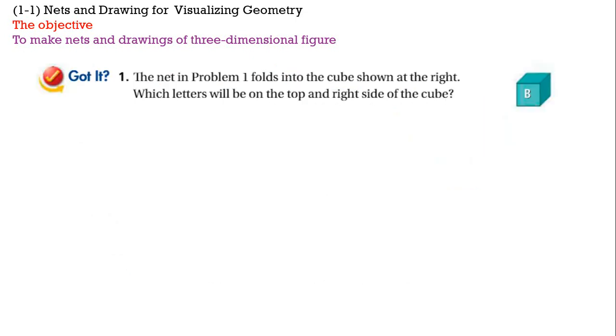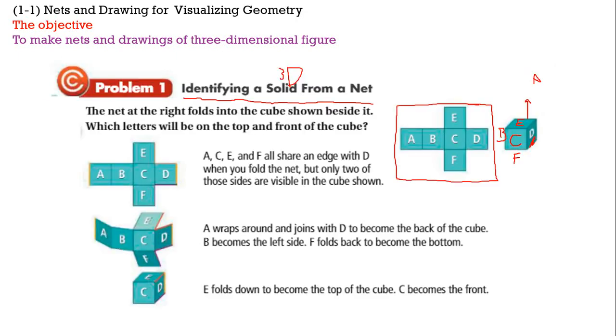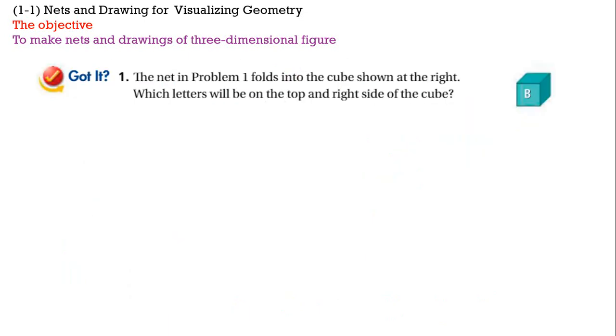Let's move to this one. We are using exactly the same net, which I'm going to draw for you. We have this net, and we want to know what letter will be on the top, which is here, and on the right side, which is here. That's what we want to figure out.